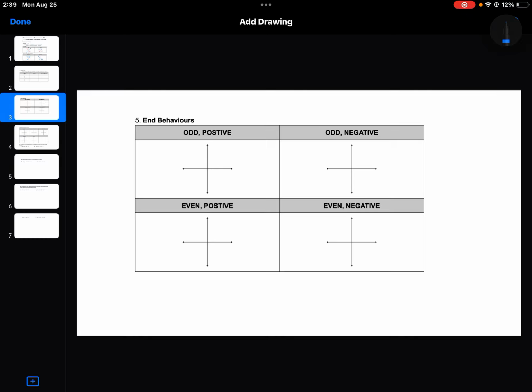We also need to know the end behaviors of a function. This is our 5th characteristic. We've got 4 different categories. We've got odd and positive. So odd, we know, finishes in opposite directions. Positive, we know, is going up to the right. Odd and negative is going down to the right. Even and positive is going up on both sides of the y-axis. And even negative is going down on both sides of the y-axis.